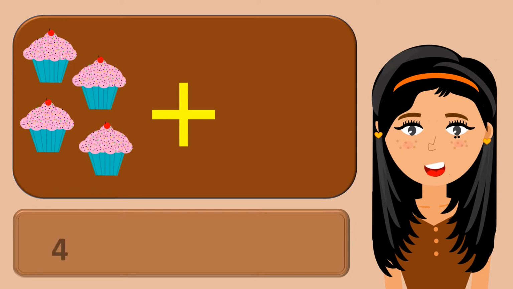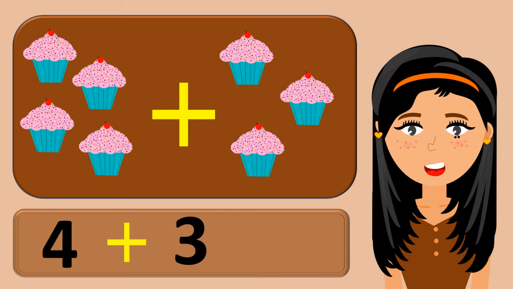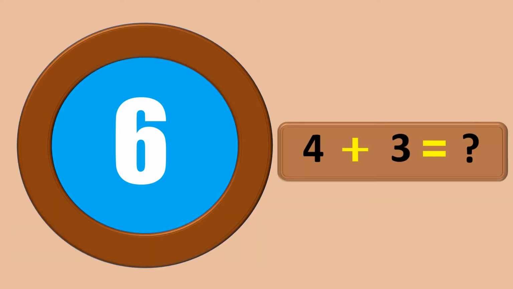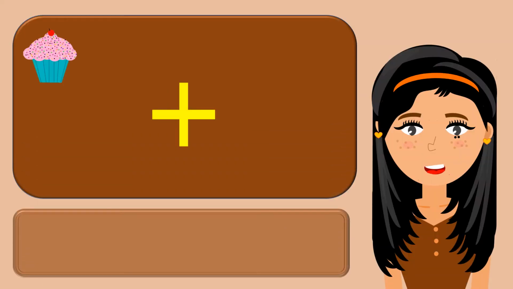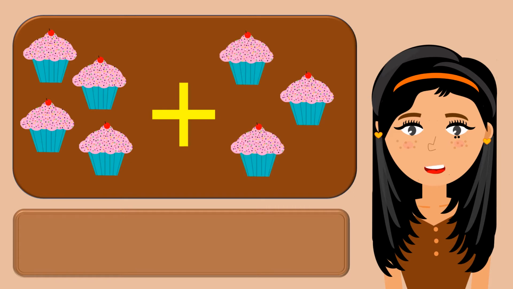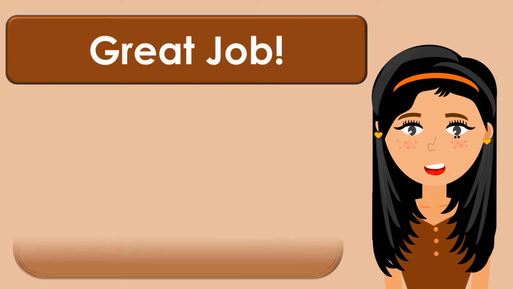1, 2, 3, 4. 1, 2, 3. 4 plus 3 equals 1, 2, 3, 4, 5, 6, 7. 4 plus 3 equals 7. Great job! Let's have the next question.